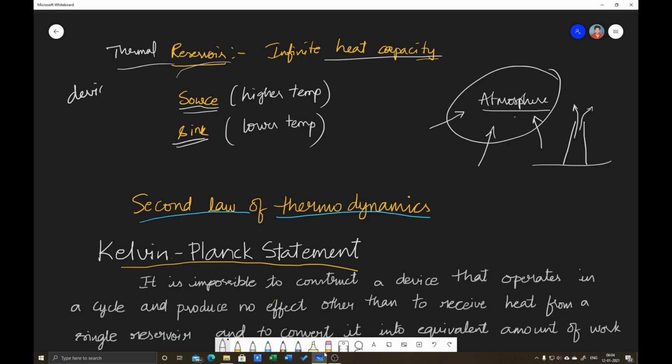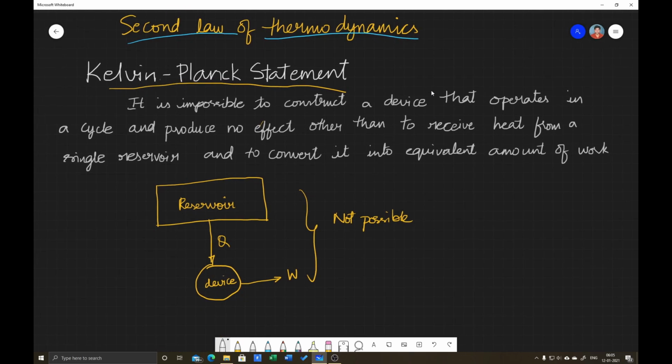Okay, and also here device means it may be an engine, that means it may produce work, or a refrigerator. You know the refrigerator which you have seen in your homes. A refrigerator is also a device, but it consumes work. That means you have to give work through electricity. These terms are important for understanding the second law of thermodynamics.